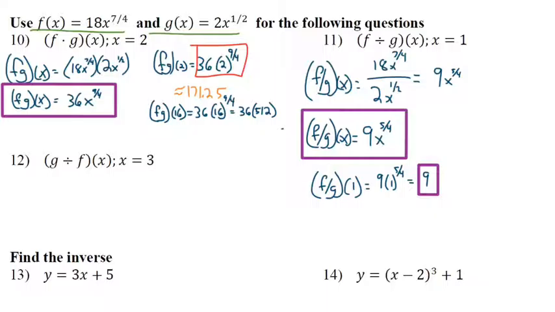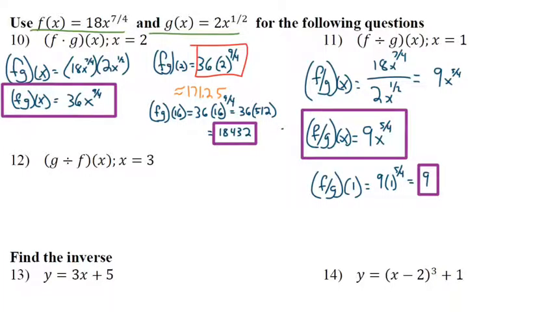We'll multiply that by 36, and we get 18,432. All right, your test will come out to a whole number. So that's what we're going to do.